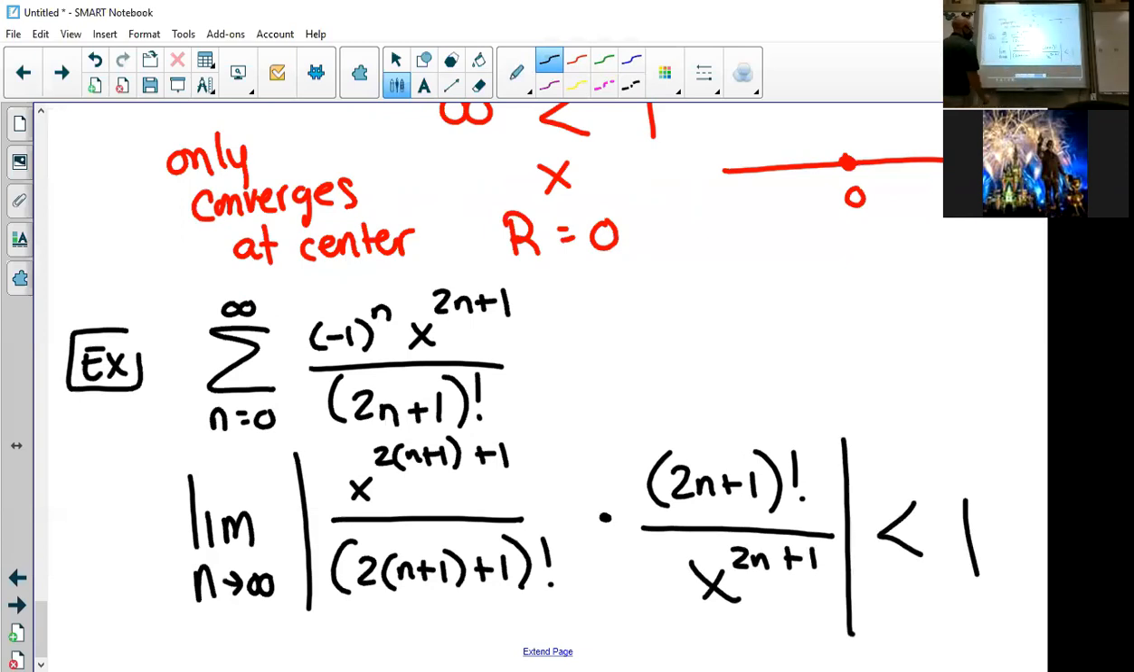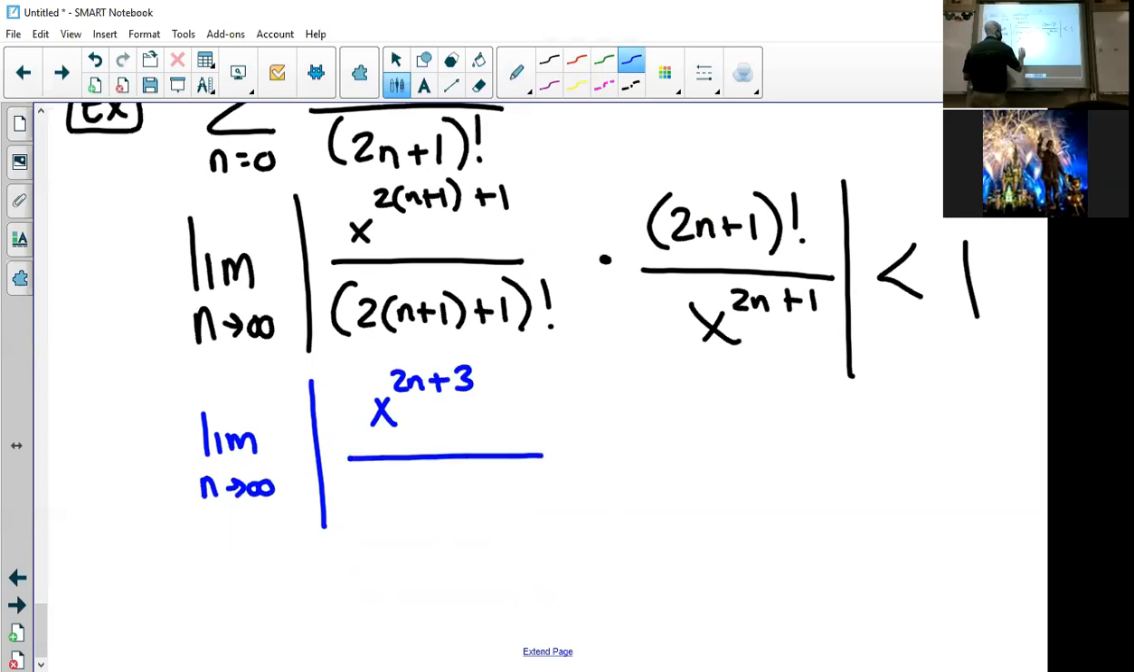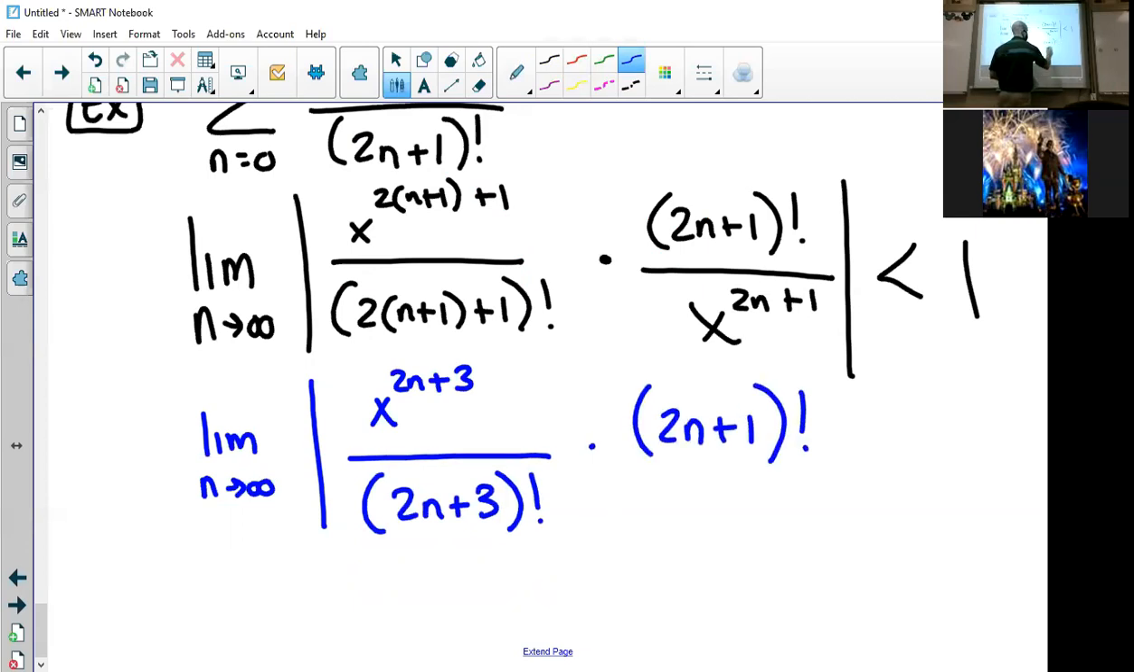All right, lots to simplify here. So let's go ahead and start simplifying this down a little bit, make it a little bit easier. We have the limit as n goes to infinity. This will actually be 2n plus 2 plus 1, so this is x to the 2n plus 3. And then from there, on the bottom is also going to be 2n plus 3 factorial times 2n plus 1 factorial over x to the 2n plus 1.